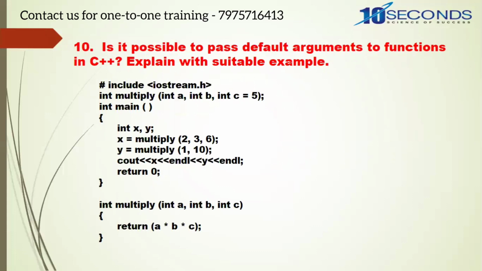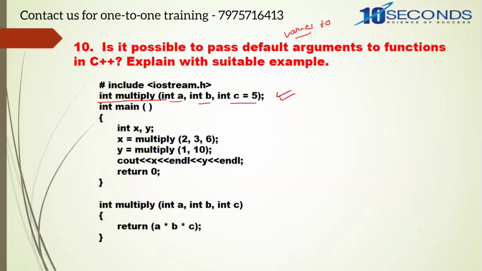Is it possible to pass default arguments to a function in C++? Explain with a suitable example. Default argument means default values to the arguments. So in the declaration, int multiply, int a, int b, int c equal to 5. This is perfectly correct. But you cannot give a value to a without giving a value to b. You cannot give it to b without giving it to c. Moral of the story, default values should always be assigned from right to left.